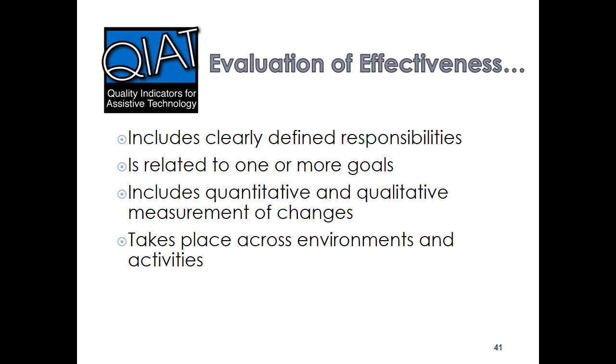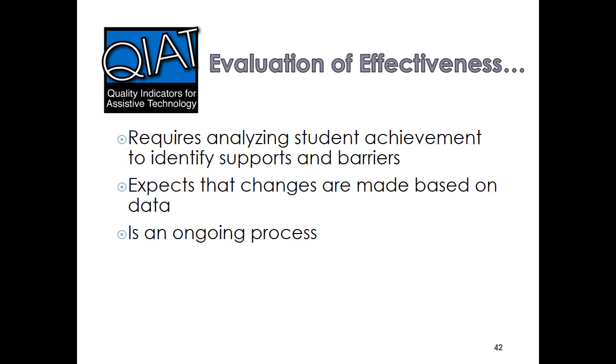How can we collect that data in order to successfully implement that tool or understand why that tool is not working? And then taking place across all those environments and activities. We already talked about that in that implementation plan. And then the last three indicators for evaluation effectiveness is that it requires analyzing student achievement to identify supports and also those barriers. So what are some of the supports, natural supports, initiated supports within the environment, and also what are some of those barriers?